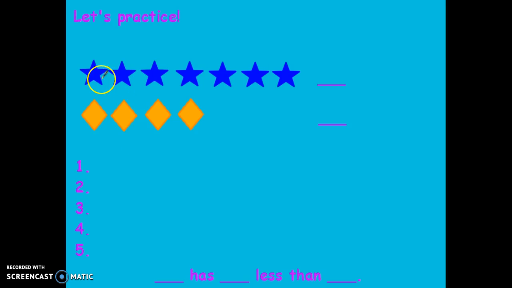We're going to practice going through the steps using this picture here with the stars and the diamonds. Let's count to see and then you'll draw. So let's count how many stars. 1, 2, 3, 4, 5, 6, 7. Can you draw 7 stars? They don't have to be perfect. You have 30 seconds. You are drawing 7 stars.